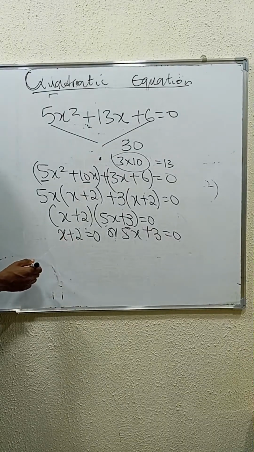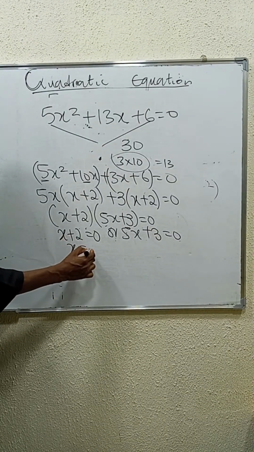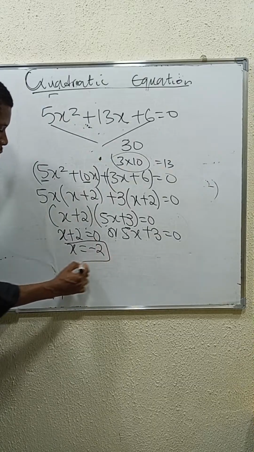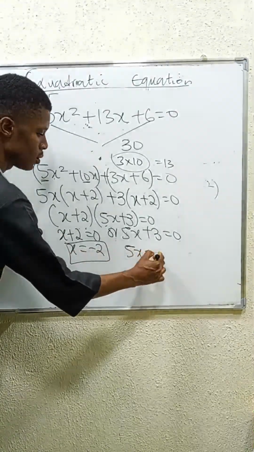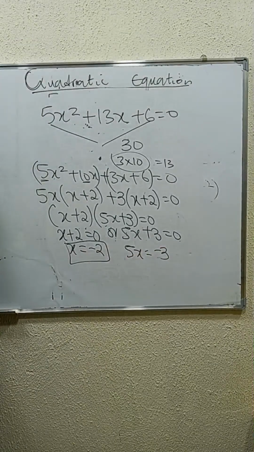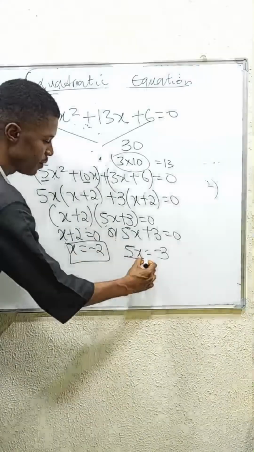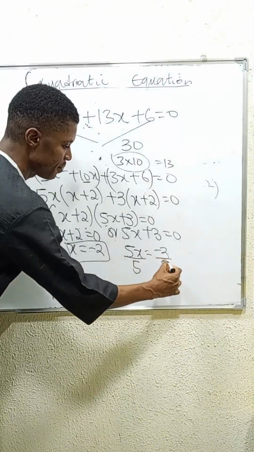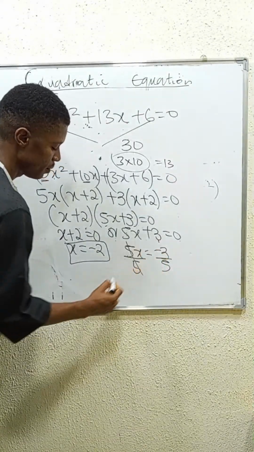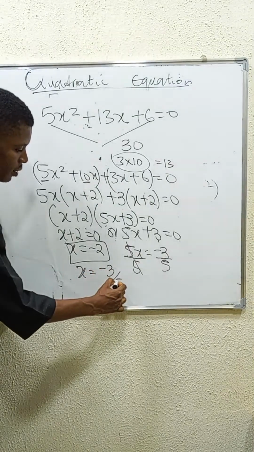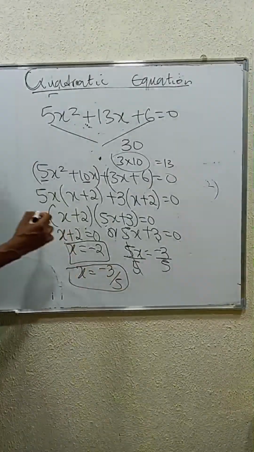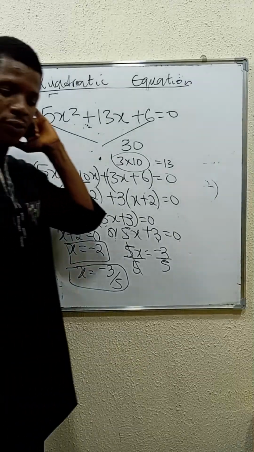At this point, you have x equals minus 2, subtracting 2 from both sides. Then here you have 5x equals minus 3, subtracting 3 from both sides. Then you divide by 5 on both sides, and the 5 goes out. So you see that x equals minus 3 over 5.